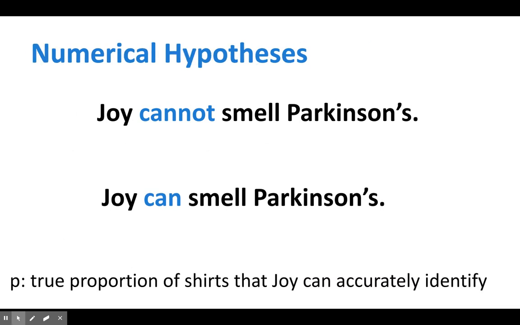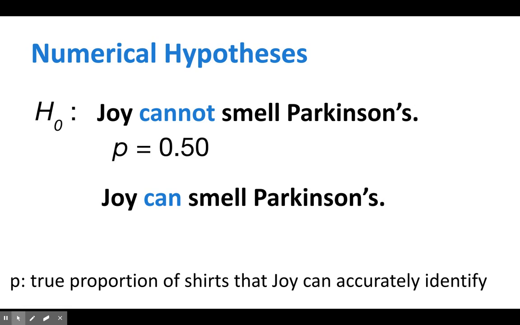So, how do we investigate that claim? As far as a numerical hypothesis, because obviously for us in statistics, these are not going to be stated in words very often. So, just to put this numerically, Joy cannot smell Parkinson's versus Joy can smell Parkinson's. The way we're going to attach numbers to this, we're going to look at proportions. Remember, she correctly identified 11 out of 12 shirts. So, we're basing this off of proportions. In this case, p is going to be the true proportion of shirts that Joy can accurately identify.